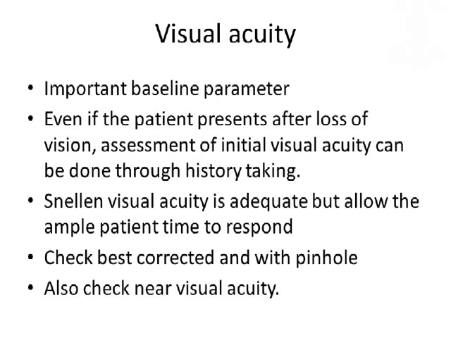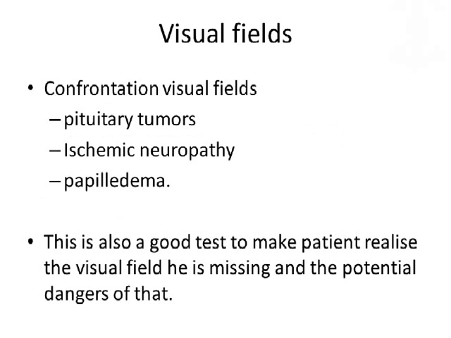The most important thing probably is visual acuity, which forms a very important baseline parameter for the future for such patients, and also very often they may come to you with an already reduced visual acuity, so on the basis of history you can get an idea of what the visual acuity earlier was like. So it's important to get an assessment of visual acuity in such cases. Snellen visual acuity, you have to give adequate time to the patient to actually be able to see, because very often they may have scotomas and things like that, and they may have trouble in actually seeing, and if you give them time, they'll be able to read. Alright, always do best corrected, always look for near visual acuity.